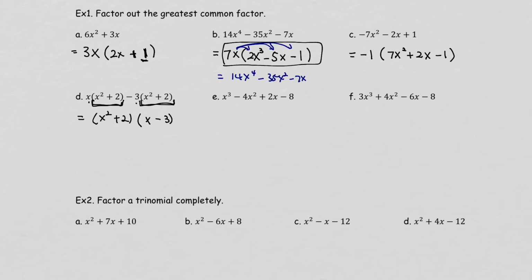We learned that when we have a binomial, 2 terms, multiplied by 2 terms, we do the distribution, we do the FOIL method. So when we do that, we will get back what we started with.